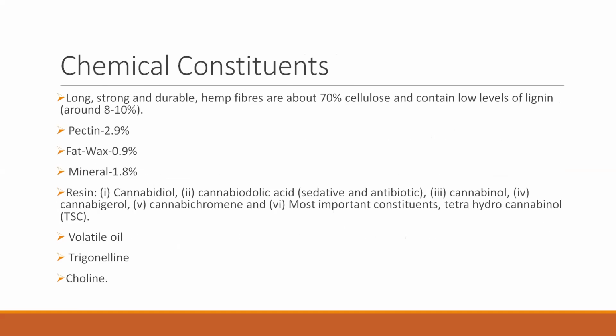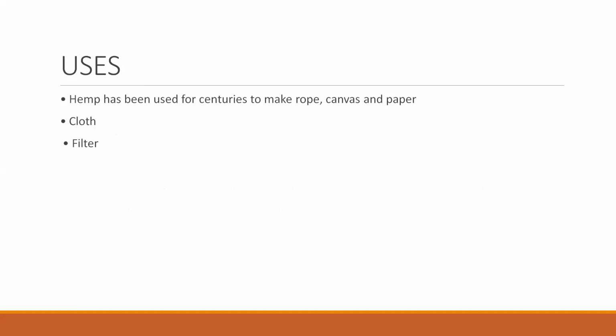Next, the chemical constituents. It contains about 70% cellulose and a low level of lignin, 8 to 10%. It also contains pectins 2.9%, fat and waxes 0.9%, minerals 1.8%, and cannabis also contains resins like cannabidiol, cannabidiolic acid, which is sedative and antibiotic, cannabinol, cannabichromene, and also volatile oil, pregnenolone and choline. Uses: these are used to make ropes, canvas and paper, and it is helpful in making cloth and used as a filter aid. So this is all about hemp, Indian hemp.